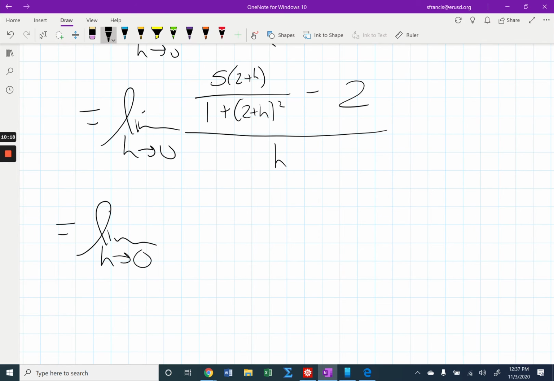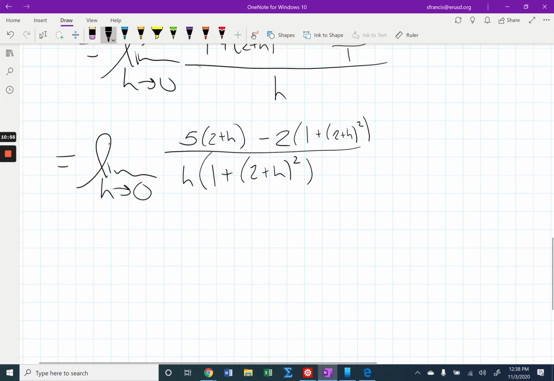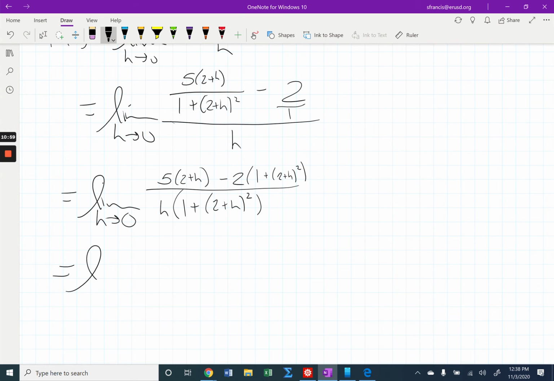So let's get a common denominator, okay, between these two fractions here. So this is 2 over 1, so we'll use this 1 plus 2 plus h squared as our common denominator, which means this first term's numerator remains the same because it already has the correct denominator. This one over here, it has 1 as the denominator, so we'll have to multiply the numerator times that. Now, what happens to this h down here? As I've said before, that h ends up in the denominator here. That's old stuff. Should be, at least.